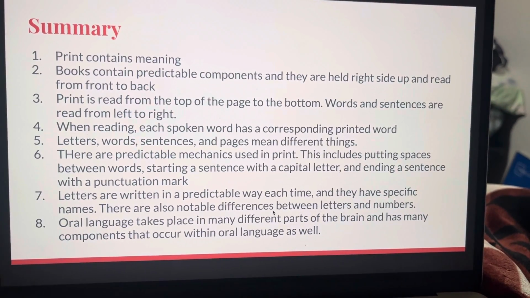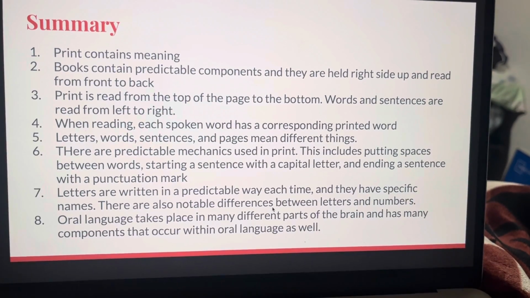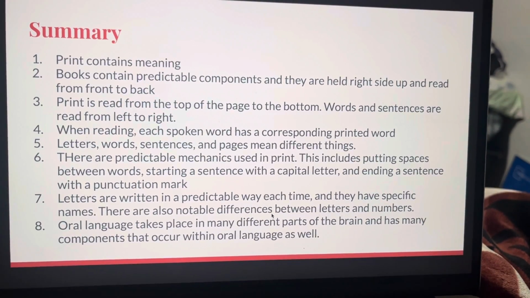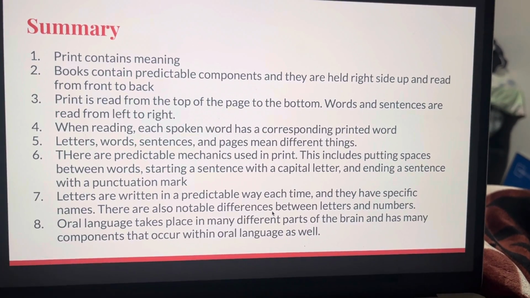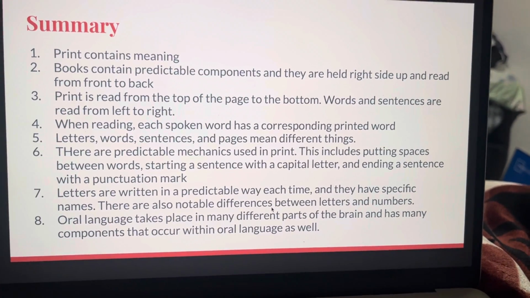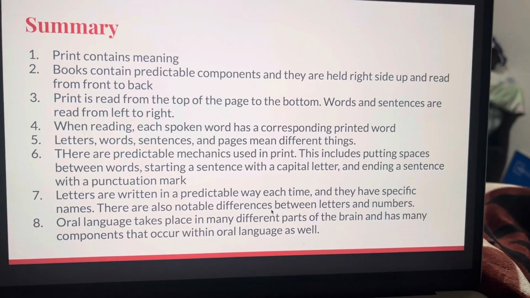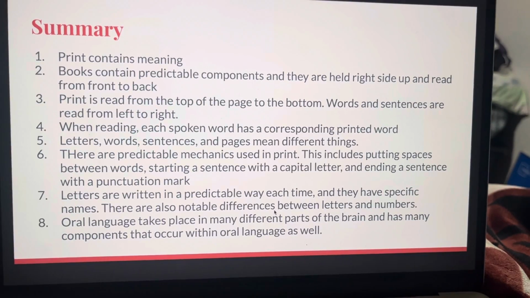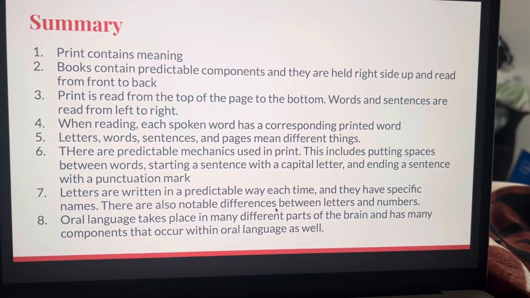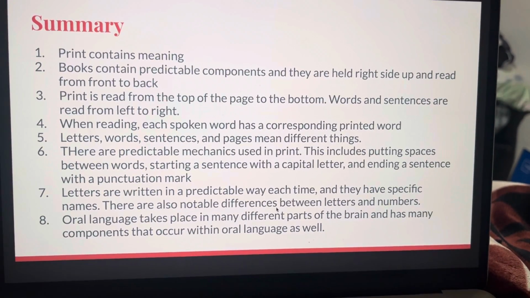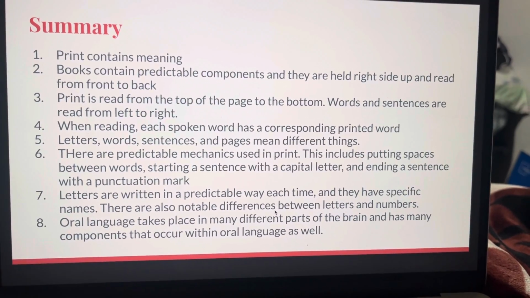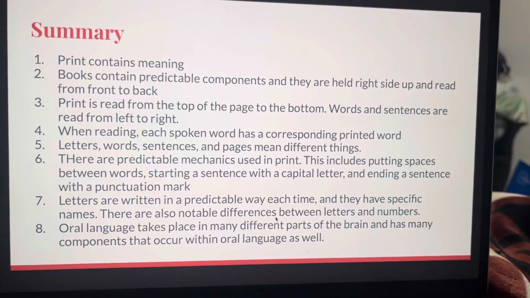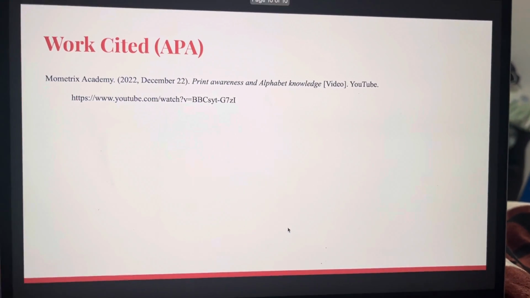5. Letters, words, sentences, and pages mean different things. 6. There are predictable mechanics used in print. This includes putting spaces between words, starting a sentence with a capital letter, and ending a sentence with a punctuation mark. 7. Letters are written in a predictable way each time, and they have specific names. There are also notable differences between letters and numbers. And 8. Oral language takes place in many different parts of the brain and has many components that occur with oral language as well. And here's my works cited.